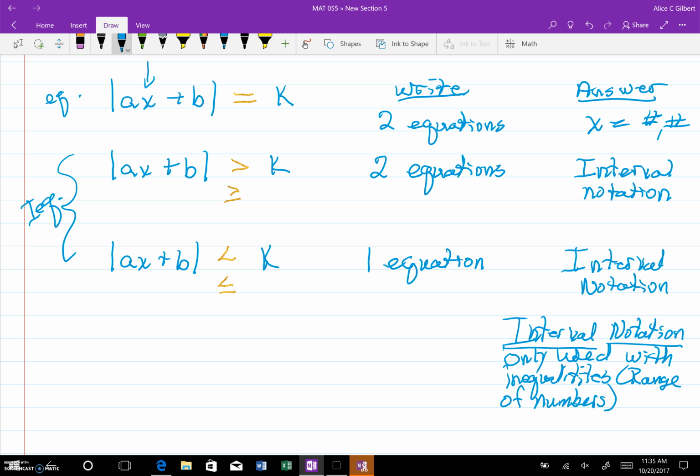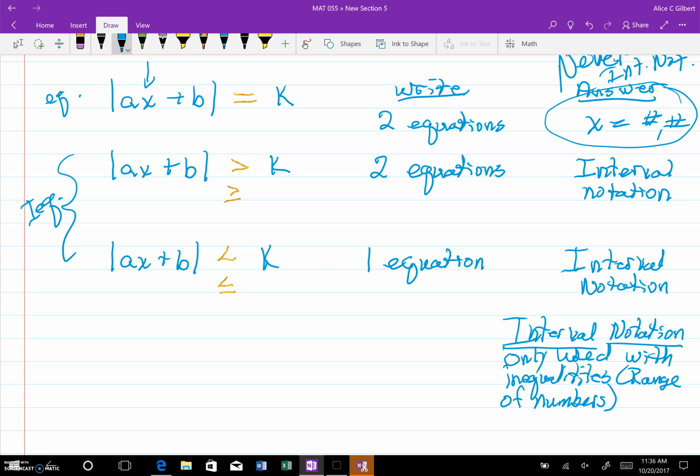Equations are always just one number, maybe two. X equals that number or that one, can never have interval notation, okay? This equation, never interval notation, because it's not a range of stuff. It is just this equals this thing or that thing, okay?